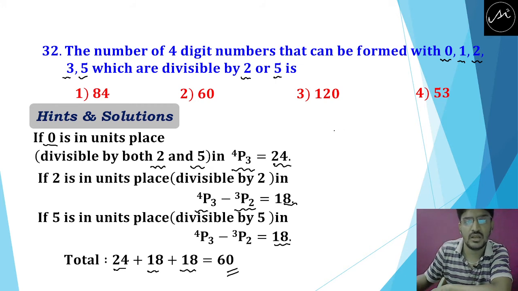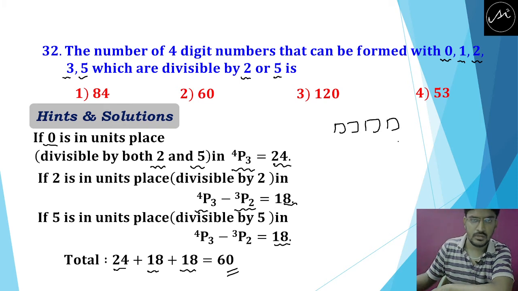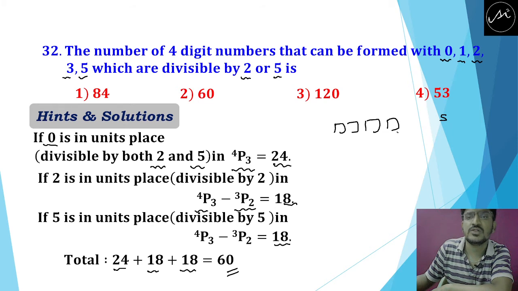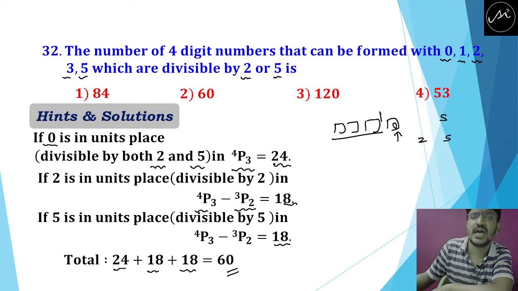So see here, you have a 4-digit number, and you have got 5 choices. Either I write 0 here. If I write 0 here, it is divisible by 2 as well as 5, both. So therefore this has got 3 choices. So that will be 4P3, that is equal to 24.